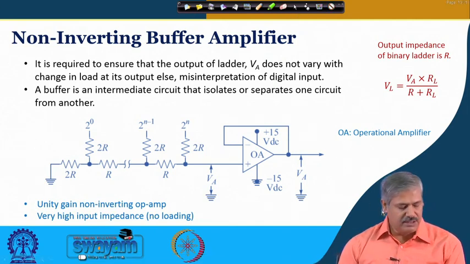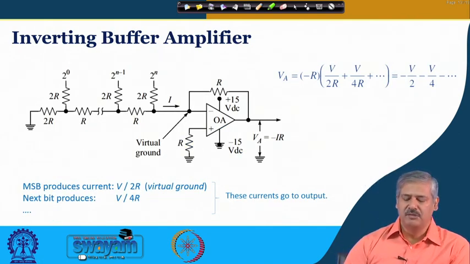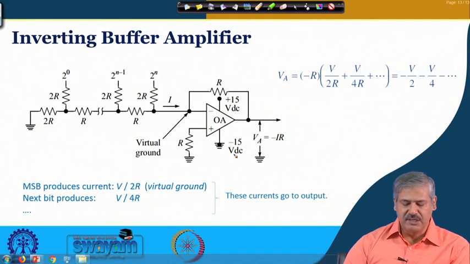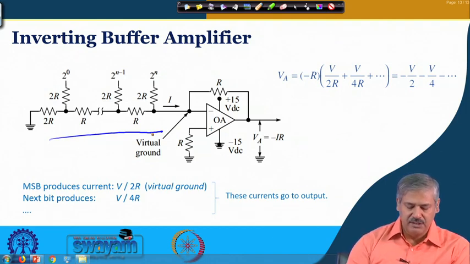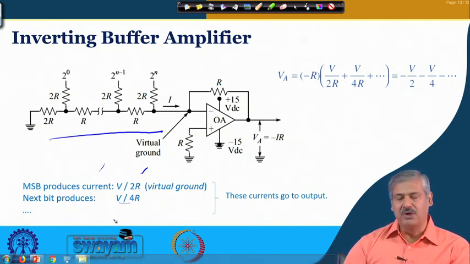Now, there could be another circuit. This one is a non-inverting op amp, but we can also use an inverting mode op amp, for which we can have a circuit like this. So, this is the op amp circuit, and on this side you can recognize the ladder network. Here the MSB produces a current. V/2 is the effective Thevenin voltage, divided by the output resistance, which is R. So, V/2R, and in this case it is V/4 with resistance R, so the current produced is V/4R, and similarly it will go on, V/8R, V/16R, and so on and so forth. So, this is the current that is going in this direction.